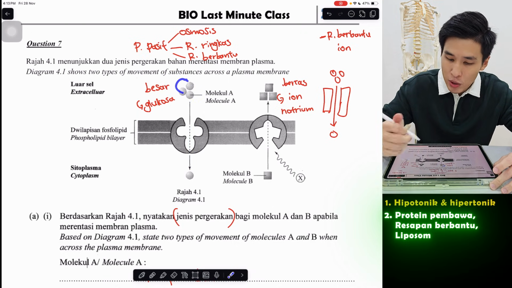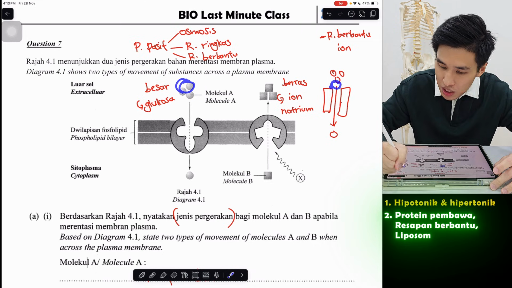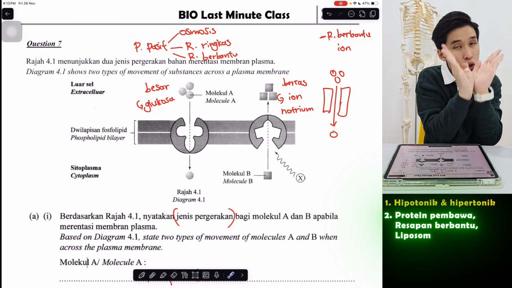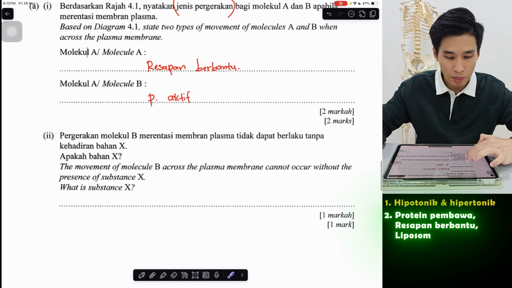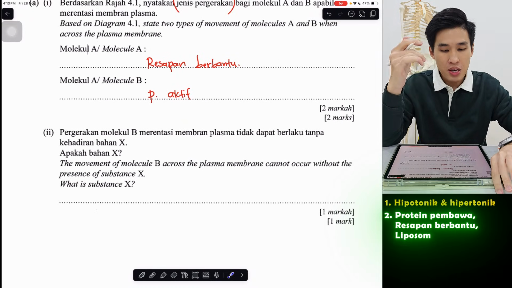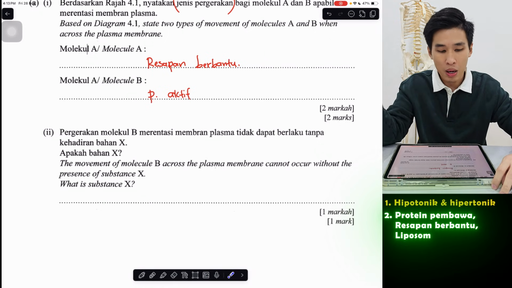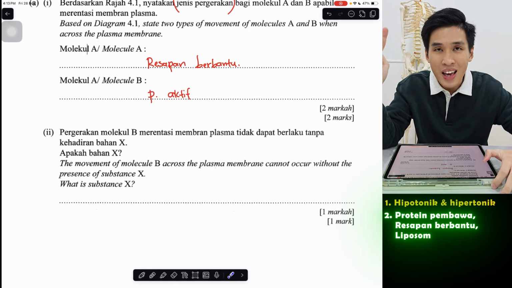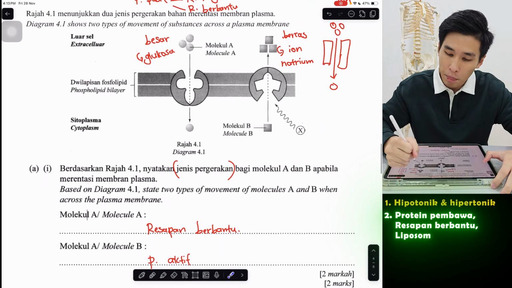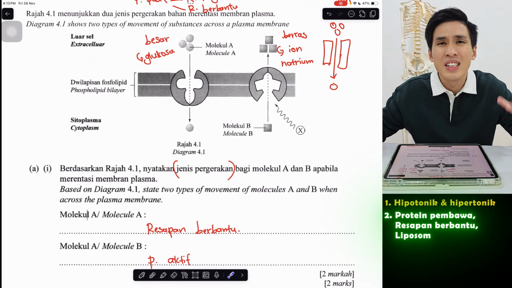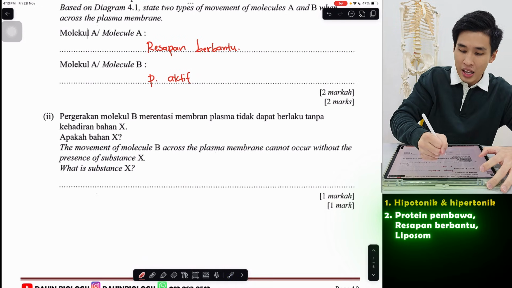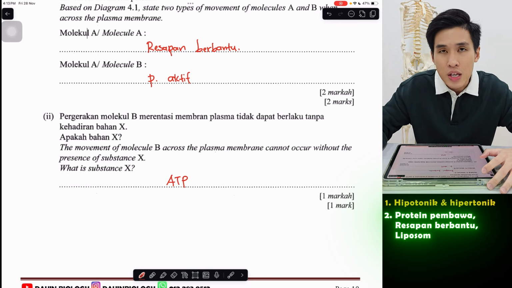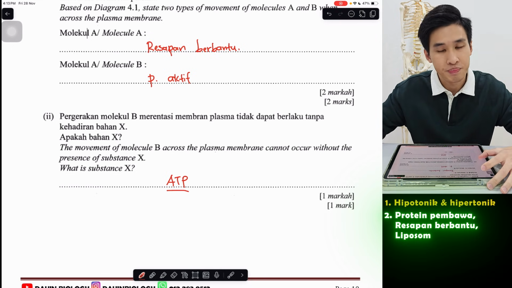Because this one besar, so besar cannot come in from here. Here too small, need the lobang. This one the lobang can change. Understand? So itulah jawapan. Then pergerakan molekul B merentasi membran plasma tidak dapat berlaku tanpa kehadiran bahan X. So apakah X? So for active, what you need? You need tenaga lah. So the molecule yang membekalkan tenaga ialah adenosina trifosfat, ATP. You can just write ATP.